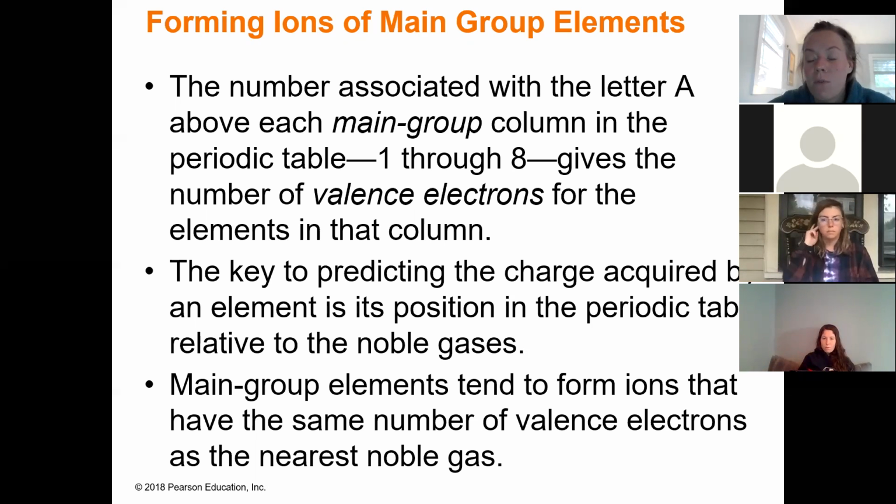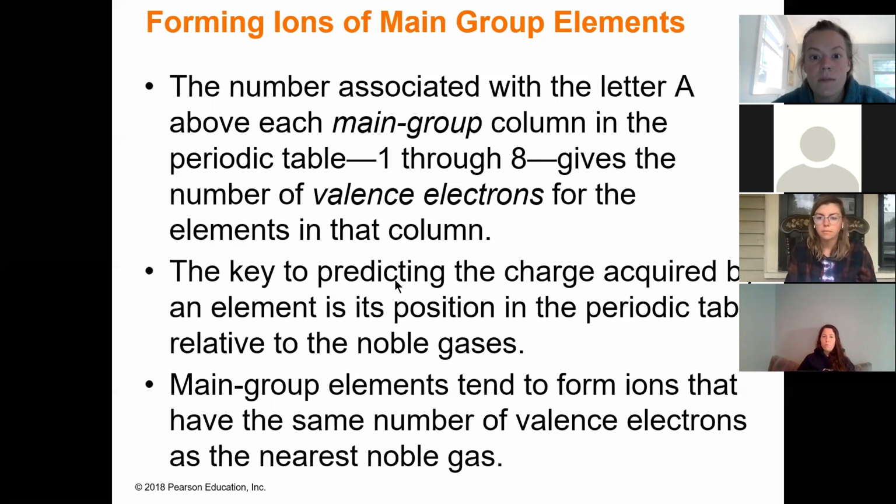We're not going to spend a whole lot of time. We'll come back to electrons later. But 8 valence electrons is particularly stable. So the noble gases at the very end, they have 8 valence electrons. So they're happy. That's why they don't tend to bond. So the key to predicting the charge acquired by an element is its position in the periodic chart relative to the noble gases. Where something is located in relationship to the noble gas is going to give you an idea of what charge you get.